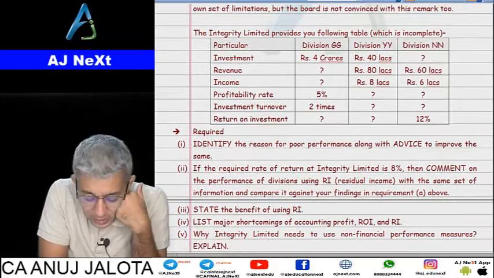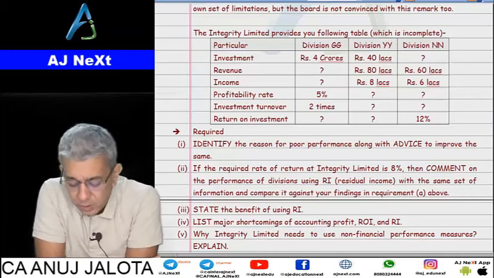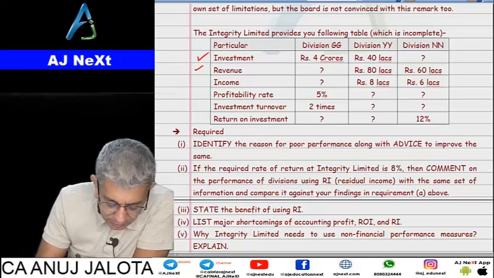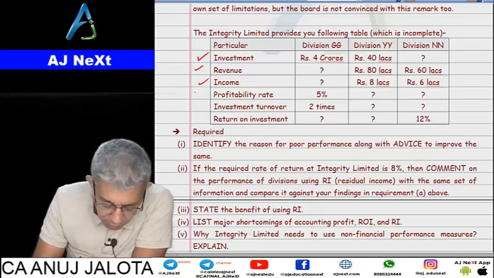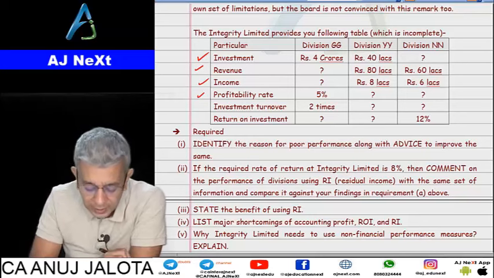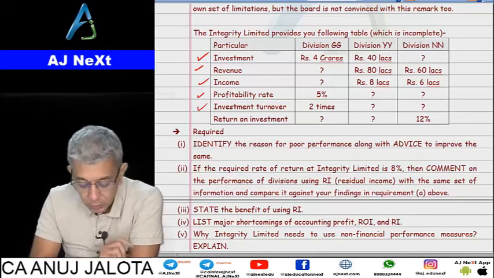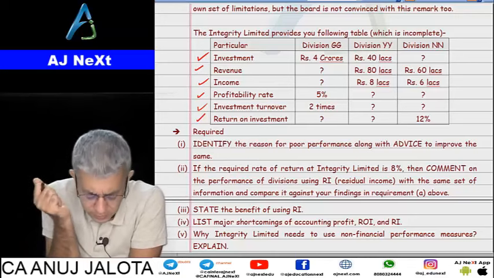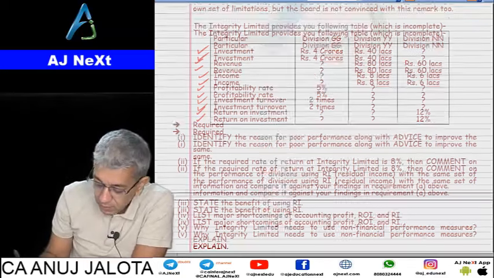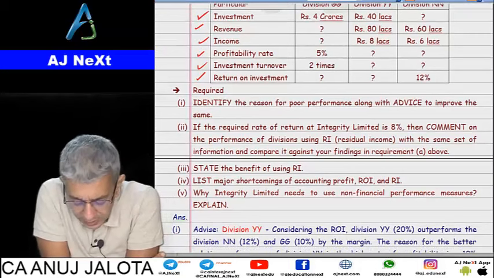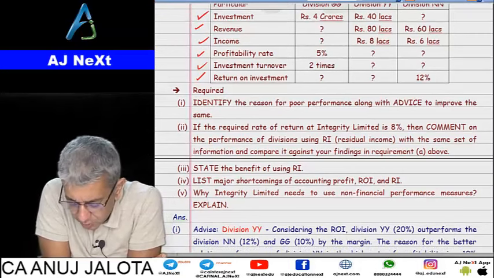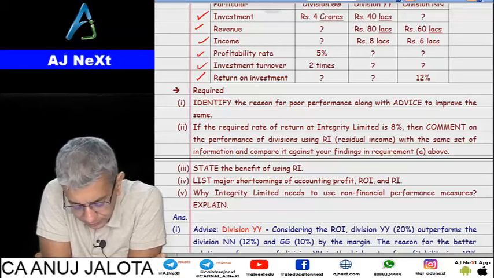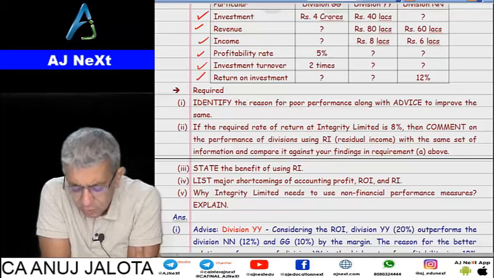Integrity Limited provides you with the following table, which is incomplete. What you all have: investment, revenue, income. Profitability rate, that we all know how it is calculated. Investment turnover, we all know how it is calculated. Return on investment, we all know that also, how it is computed. Then, required: identify the reason for poor performance along with advice to improve the same.